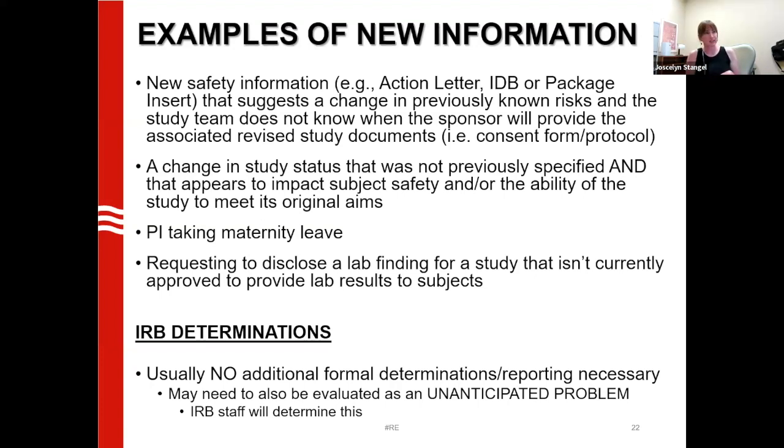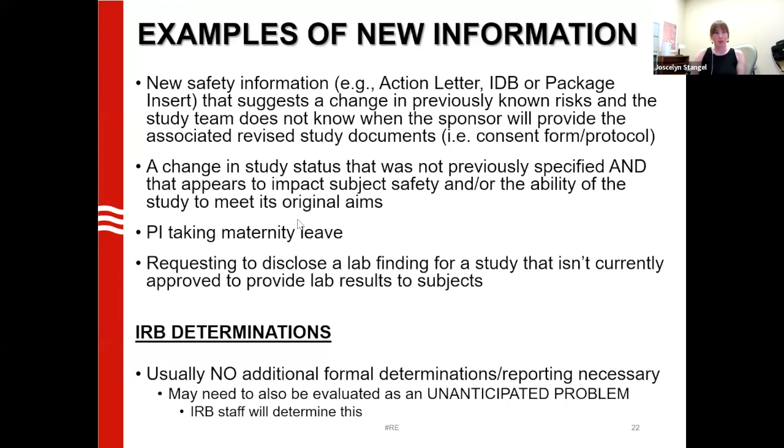So some specific examples would be a halt to study enrollment due to equipment malfunction or drug supply issues. Again, these are unexpected changes in study status, so not expected halts to perform an interim analysis or meeting your enrollment goal. PI taking maternity or paternal leave. And then our final example, requesting to disclose a lab finding for a single subject, and the study is not approved to provide lab results to subjects. So you can submit to us to release just to that single subject.